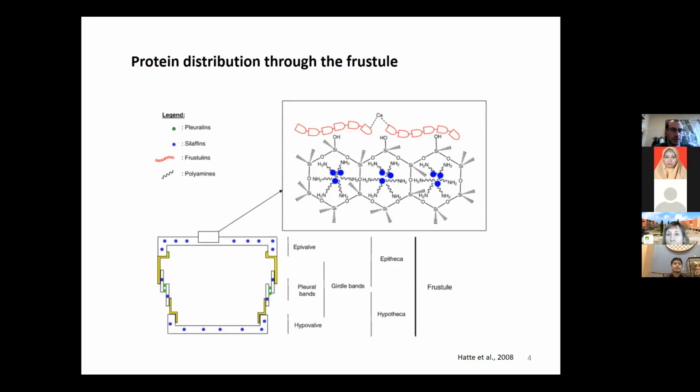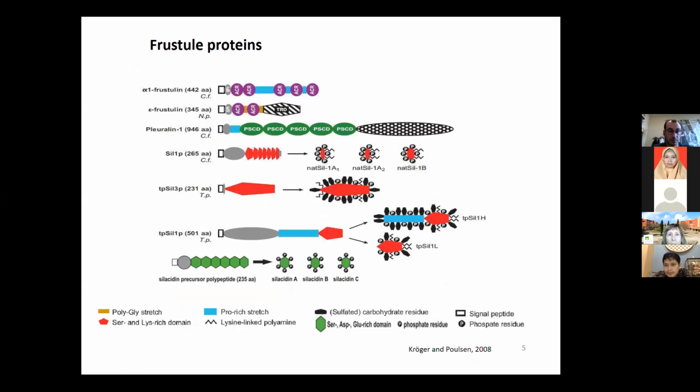And all the frustule is surrounded by frustulins, which are these red proteins that cover all the outside of the frustule, and that are maintained together by interactions with calcium. So these different frustule proteins have different domains. It is not important for us to see in detail each of these domains, but it is just for you to see that the different proteins are quite different from each other.